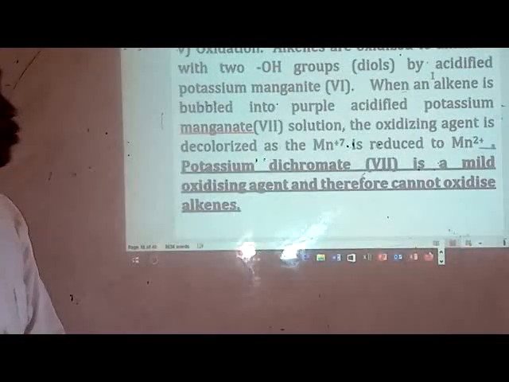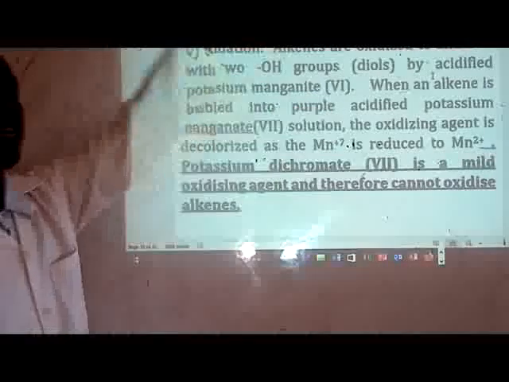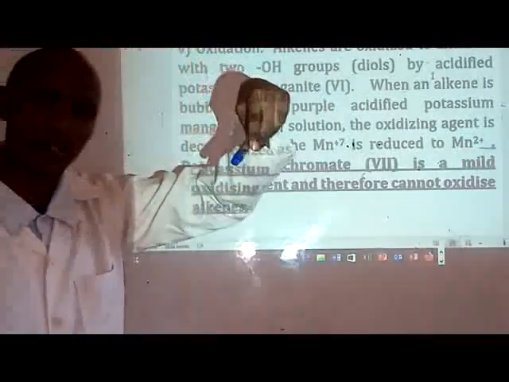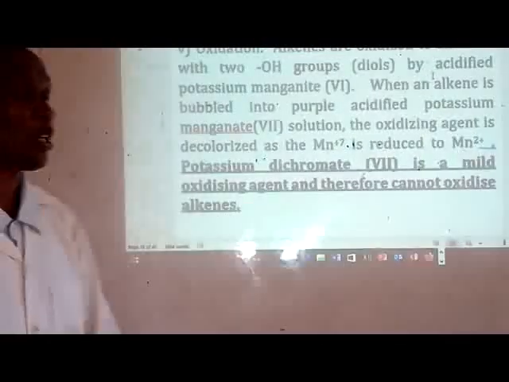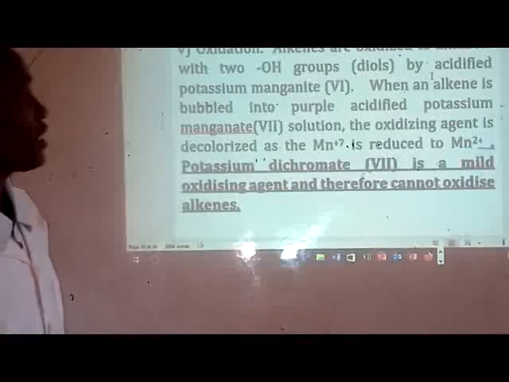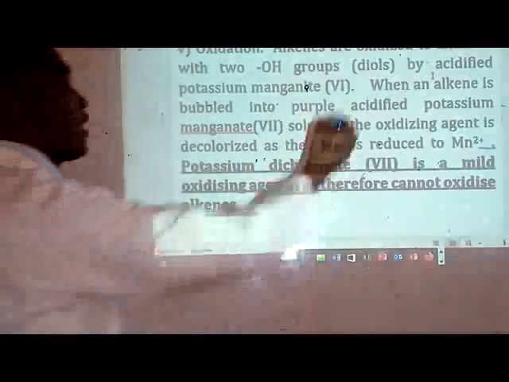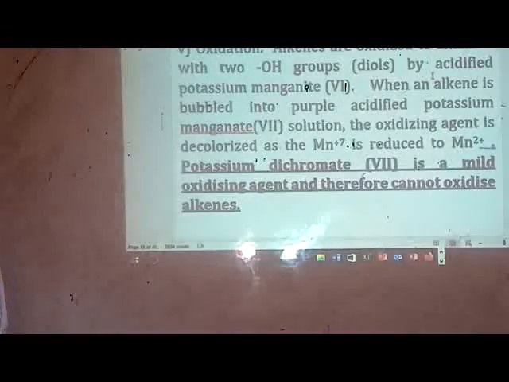Oxidation. In oxidation, what are we doing? We are reacting it with an oxidizing agent. Not like the combustion reaction, which was also oxidation, but it was destructive. In this one, we are oxidizing with an oxidizing agent, that is potassium manganate(VII). Potassium manganate(VII) is what we are using to oxidize.